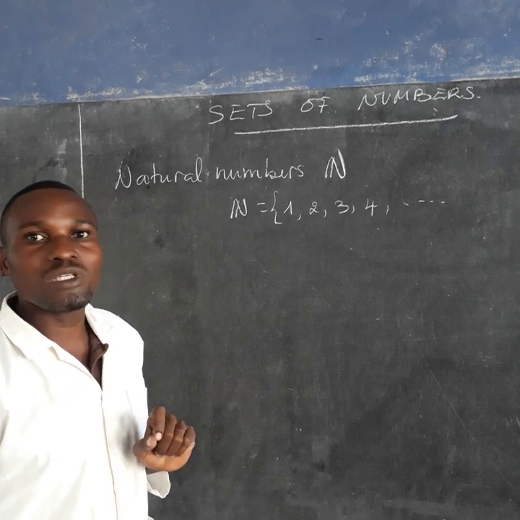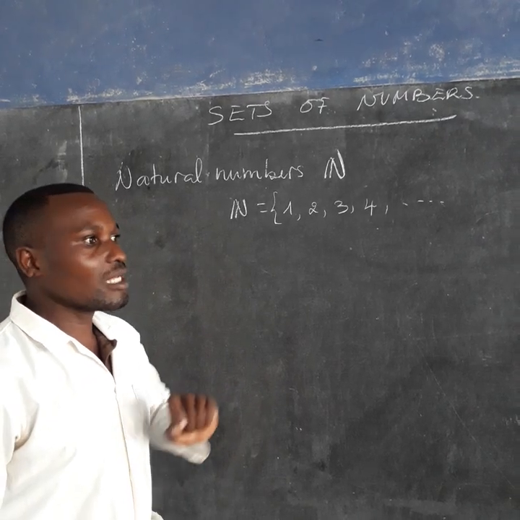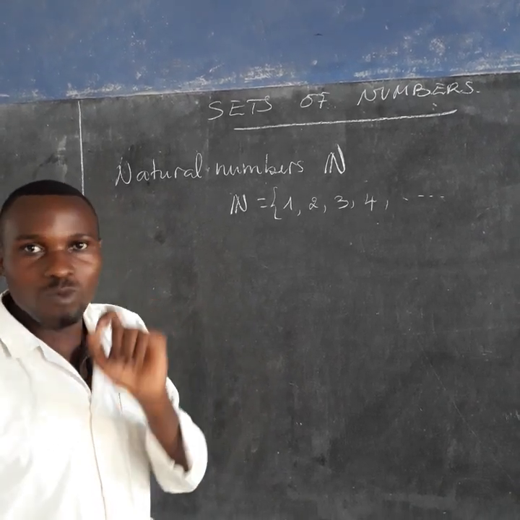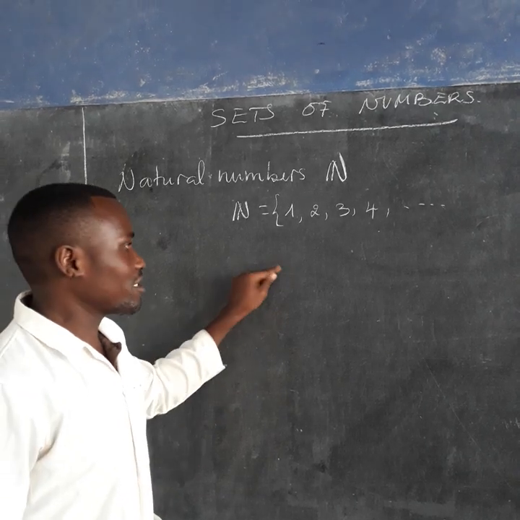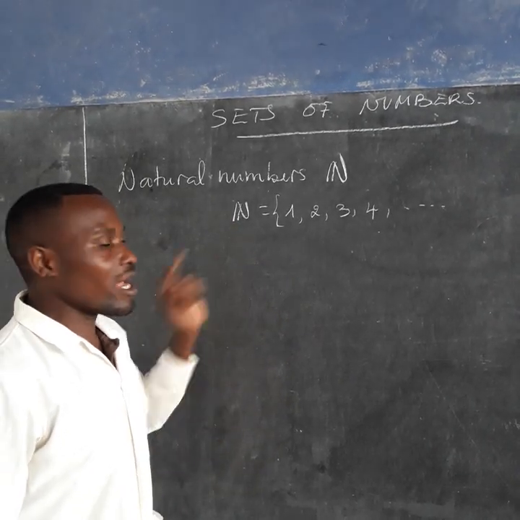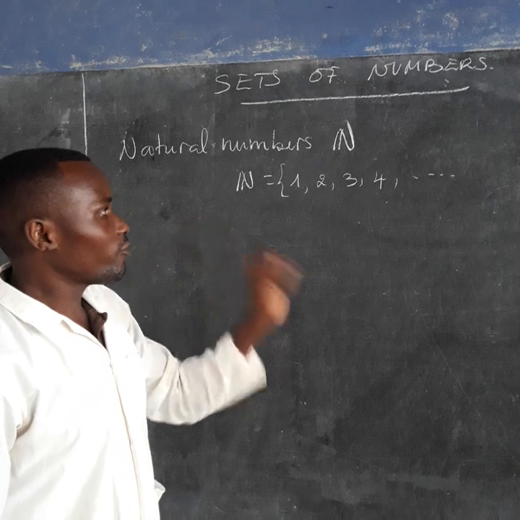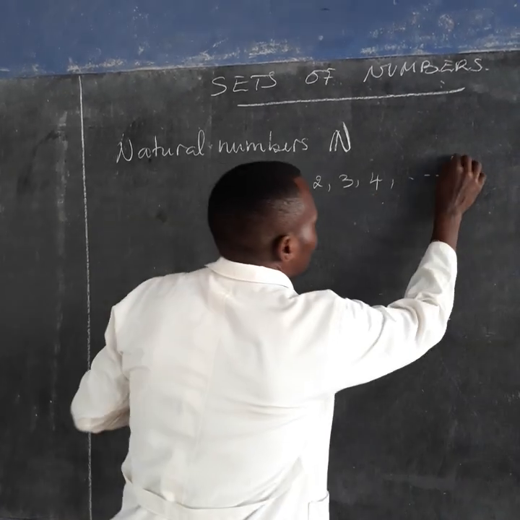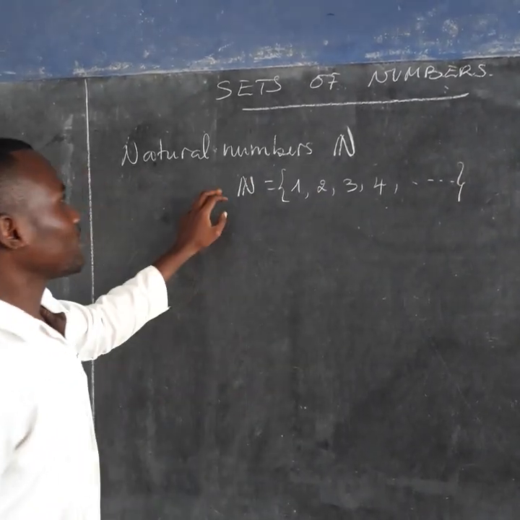Consider that we are going to count trees. Within counting trees, we don't start from 0. We start with the first tree. So we say 1, 2, 3, 4, etc. This is a set of natural numbers.